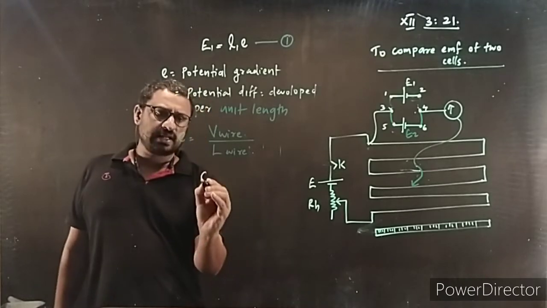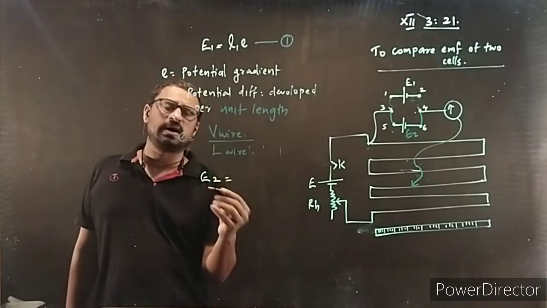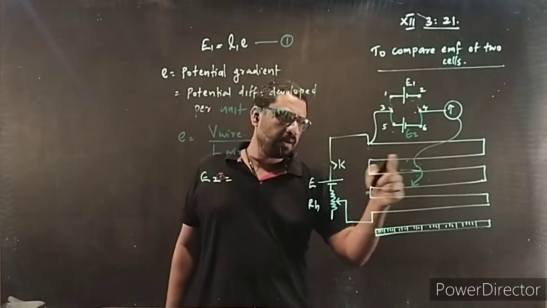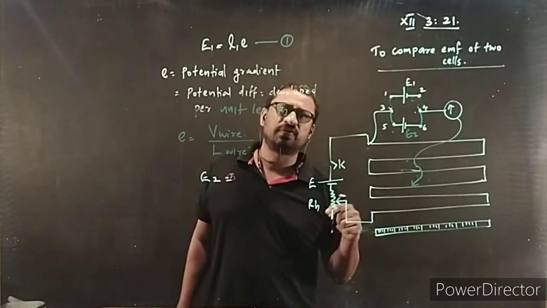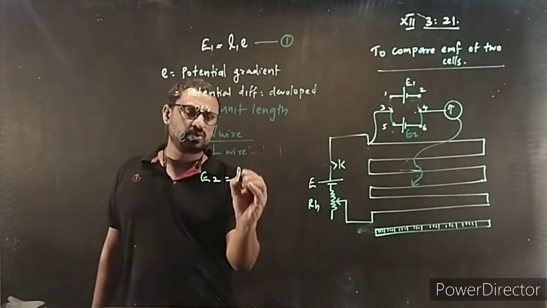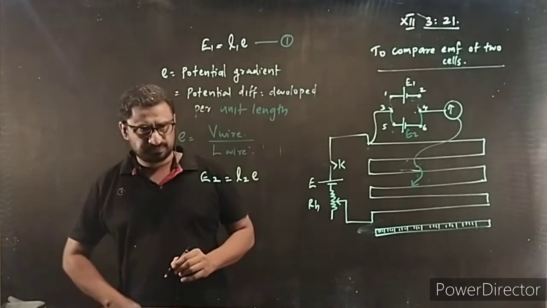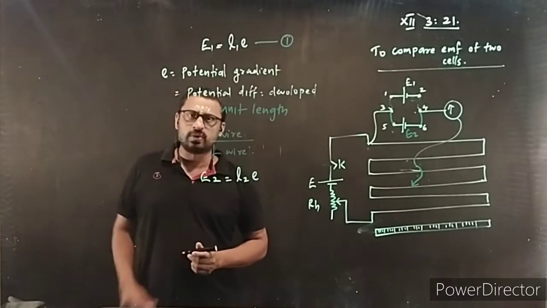There you can say the EMF E2 is balanced by the potential difference developed across the L2 length of wire. So E2 is equal to L2 times E. That is the new equation.